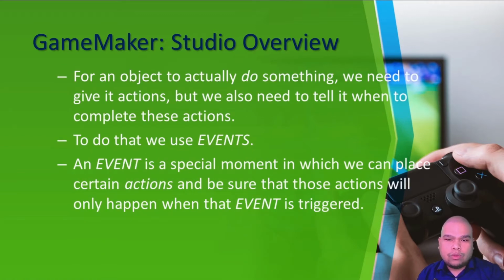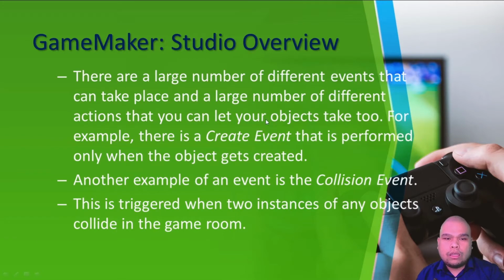For an object to actually do something, we need to give it actions, but we also need to tell it when to complete these actions. To do that, we use events. An event is a special moment in which we can place certain actions and be sure that those actions will only happen when that event is triggered. There are a large number of different events that can take place and a large number of different actions that you can let your objects take. For example, there is a create event that is performed only when the object gets created. Another example of an event is the collision event, which is triggered when two instances of an object collide in the game room.